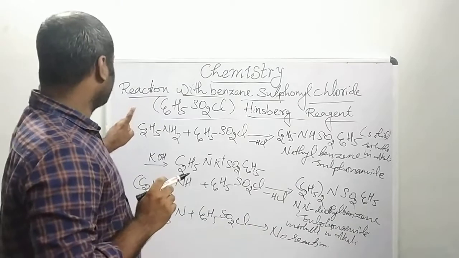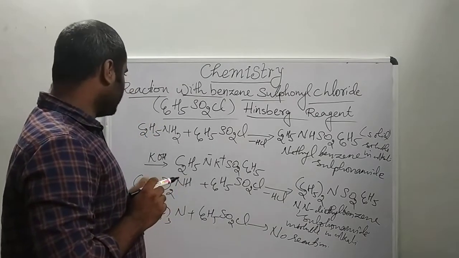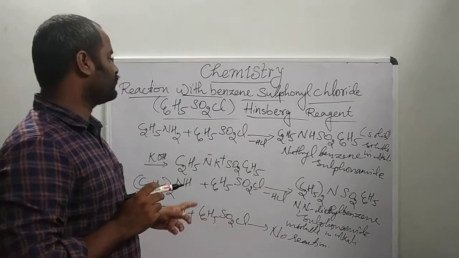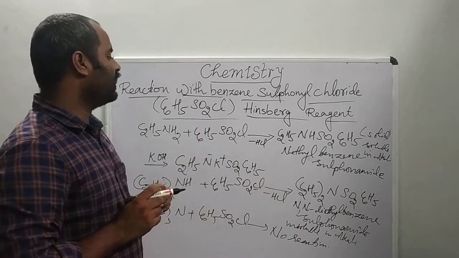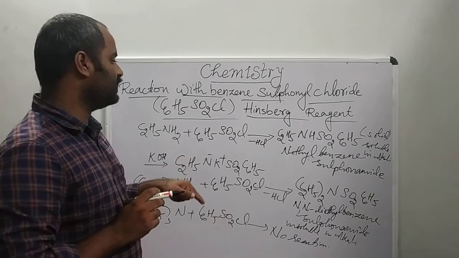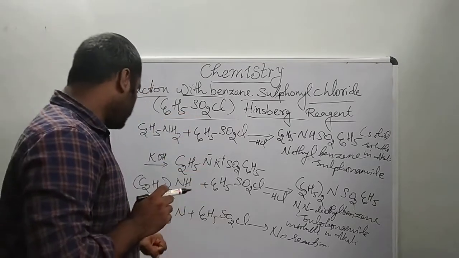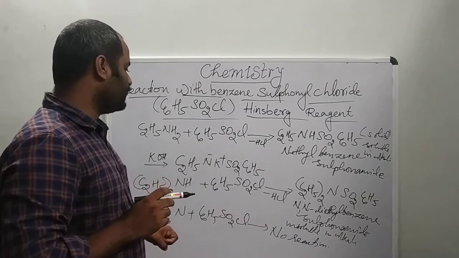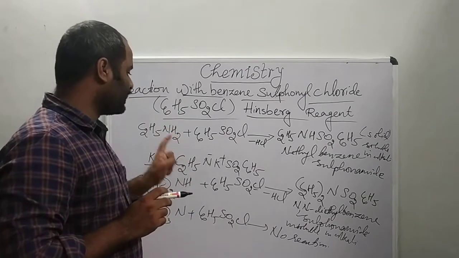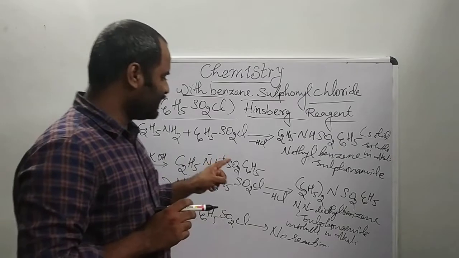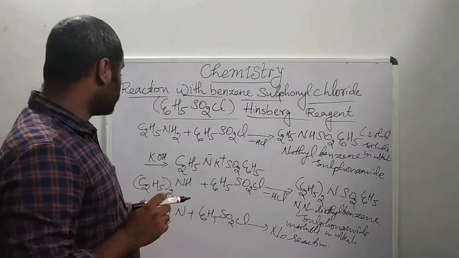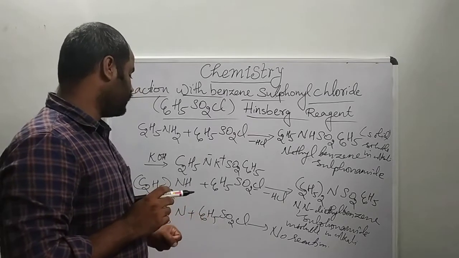So primary amine reacts with Hinsberg reagent, you get N-ethyl benzene sulfonamide. It is soluble in alkali. And secondary amine reacts with Hinsberg reagent, you get N,N-diethyl benzene sulfonamide. It is insoluble in alkali, and there is no reaction with the tertiary amine.